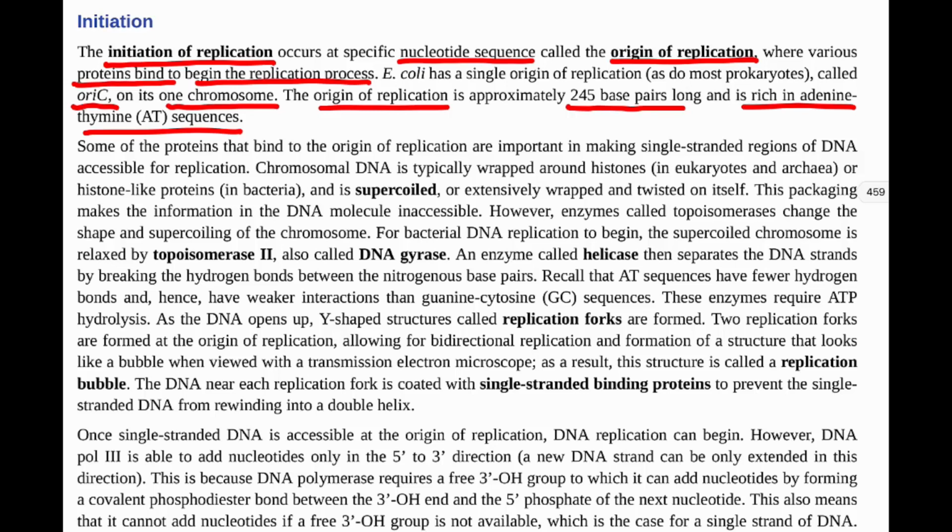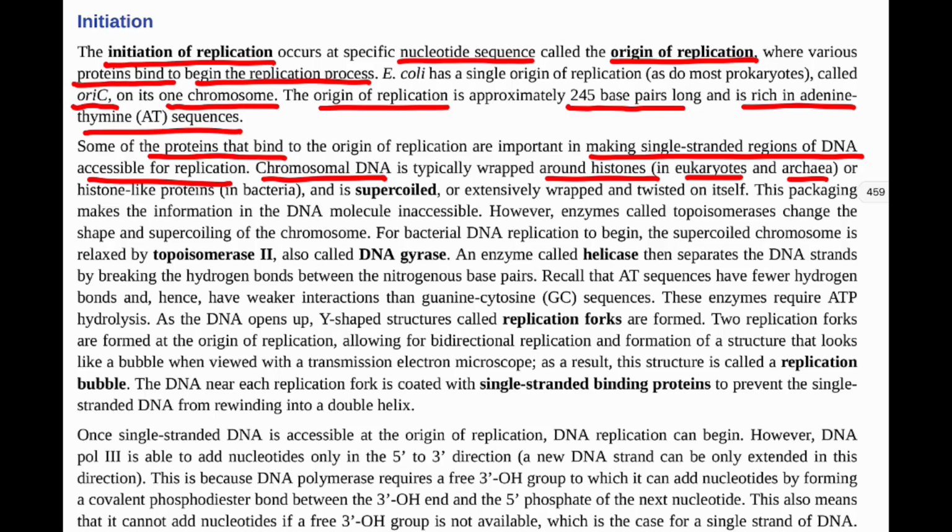The proteins that bind to it are important in making single-stranded regions of DNA accessible for replication. So we need to open up that DNA, remember, and get in there in order to replicate. Our chromosomal DNA is wrapped around histones in eukaryotes and archaea. If you remember back to other classes, it's wrapped up very tightly around histones. They kind of look like little blocks of proteins where we wrap it around like a thread on the histones, and then have another histone and wrap it around, which allows it to be very compact and take up little space in the cell.